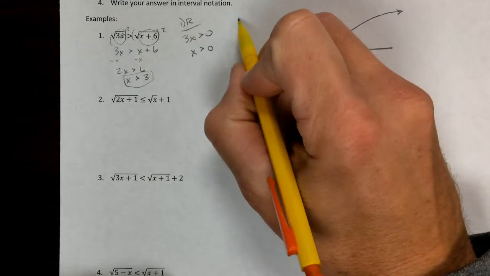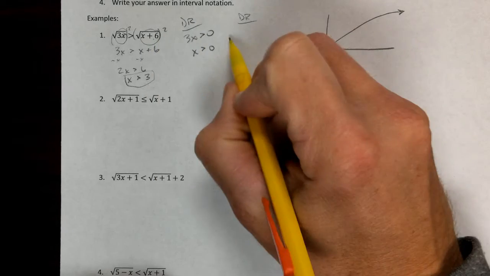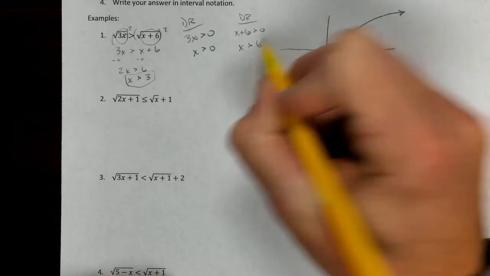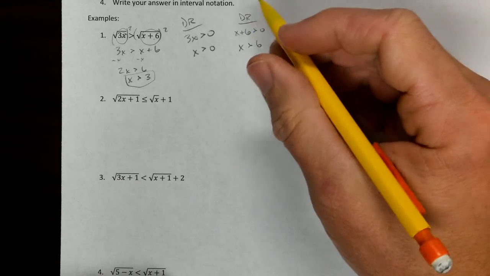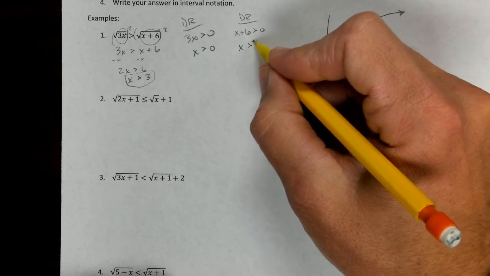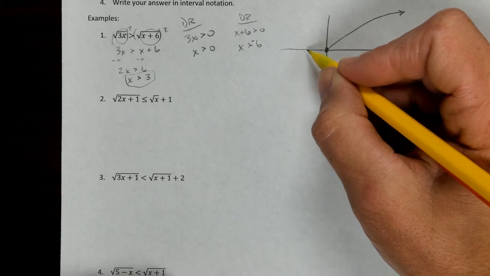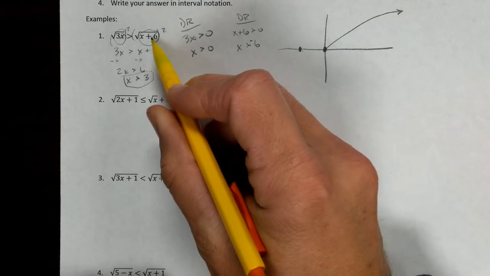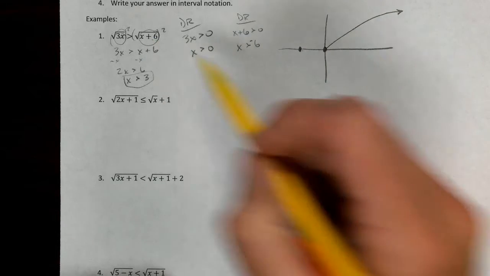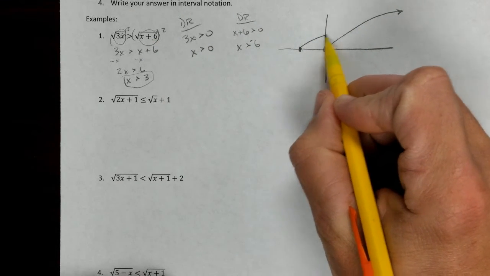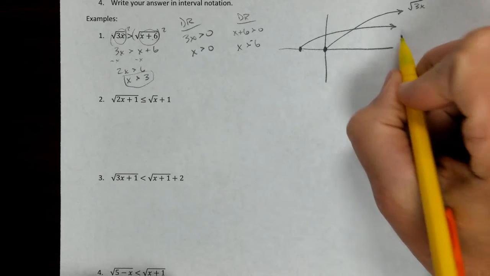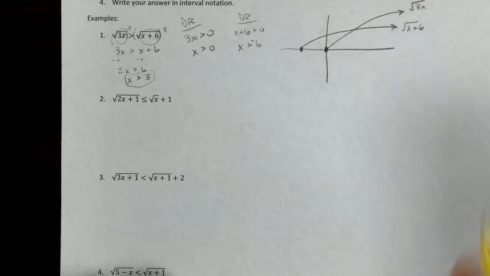Now we're looking at our domain restriction for the other one. So we're going to set x plus 6 greater than 0. So we get x is greater than negative 6. So we know that this has a starting point at negative 6, because we went left 6 units for my horizontal transformation. Now this function is going to look like that. So we have the square root of 3x looks like this. We have the square root of x plus 6 looks like that puppy.